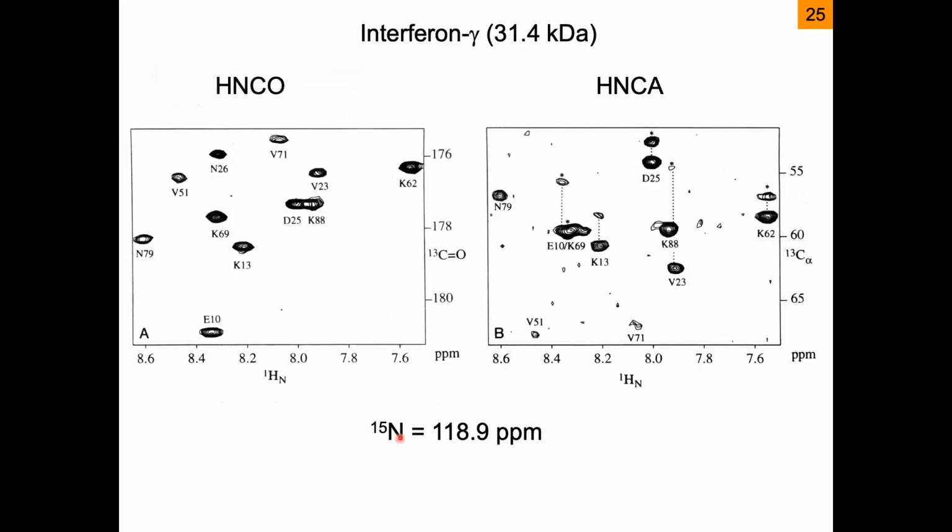Now, you see here an example. This was interferon gamma, just two planes out of the 3D data cubes at 118.9 ppm, and then you see the carbonyl carbons on the vertical axis here for the HNCO, and here the C alpha carbons for this lysine 62. This is the intra-residue C alpha, strong, and the preceding C alpha is weak by this factor of 2 to 3.